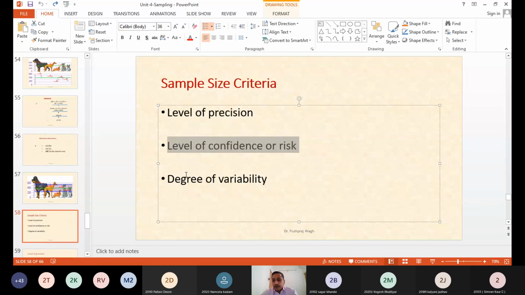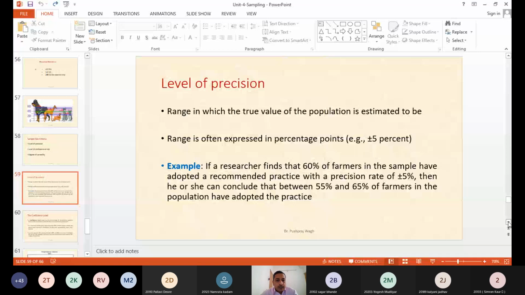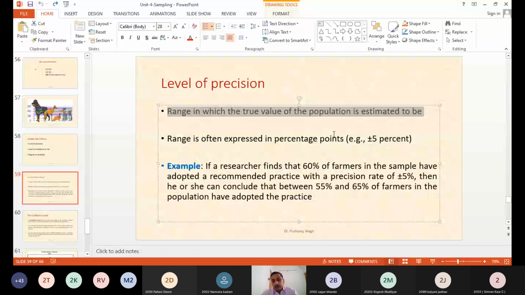The first criteria is level of precision. Precision means accuracy. How accurate the results are expected. So this level of precision will tell you the range in which the true value of the population is estimated to be. How accurate the results should be, that range will be told by this level of precision. And this range is often expressed in percentage points. For example, we have plus minus 5%.